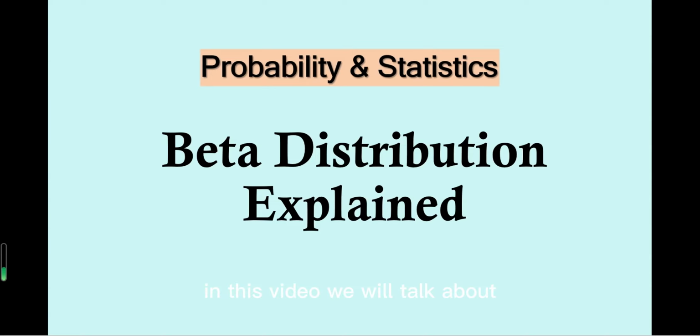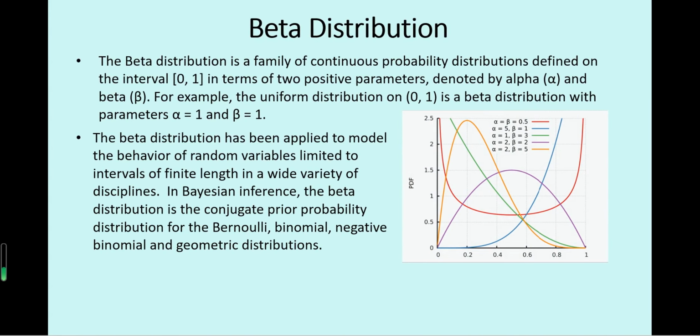In this video, we will talk about beta distribution. So we know beta distribution is actually a family of continuous probability distributions defined on the interval 0 and 1. In beta distribution, the random variable takes a value between 0 and 1. This is why beta distribution is also called the probability of probability.